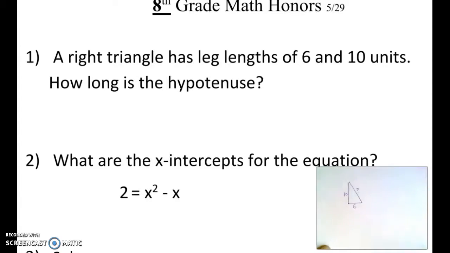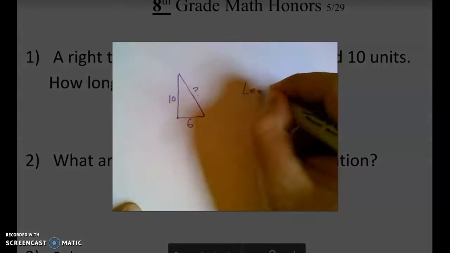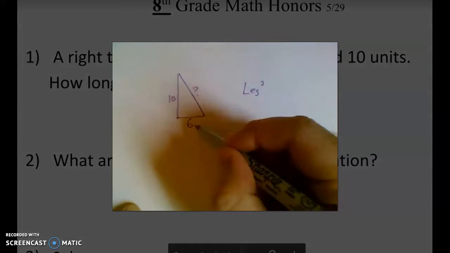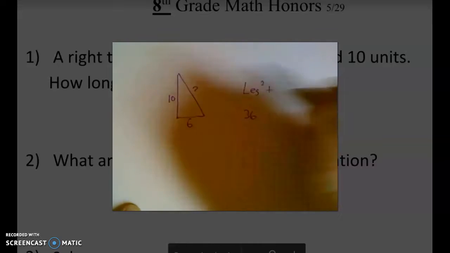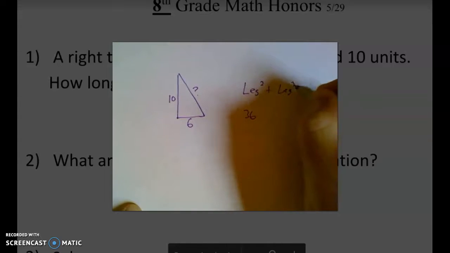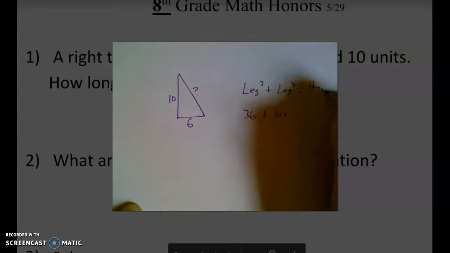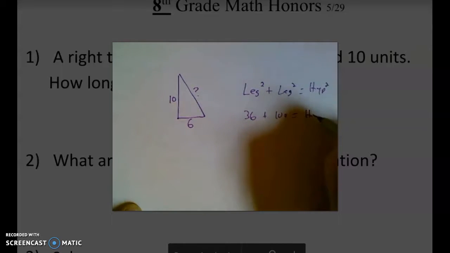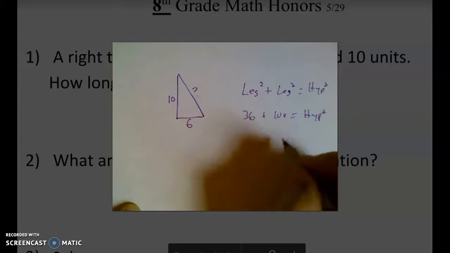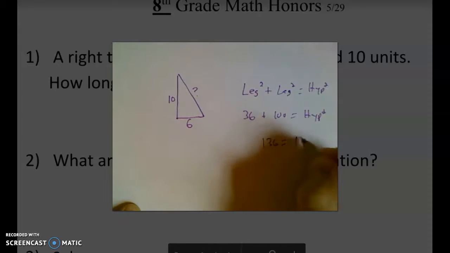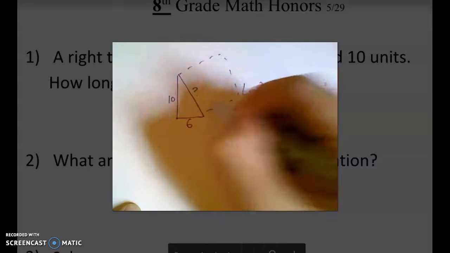So to do this, of course, we have the Pythagorean theorem, where you take leg squared, which in this case might be 6 squared, plus your other leg squared, which in this case would be 10 squared. And it's going to equal the hypotenuse squared, which is the mystery. But of course, if you take 36 plus 100, you know that you get 136 is equal to the hypotenuse squared. That is the area of this square.